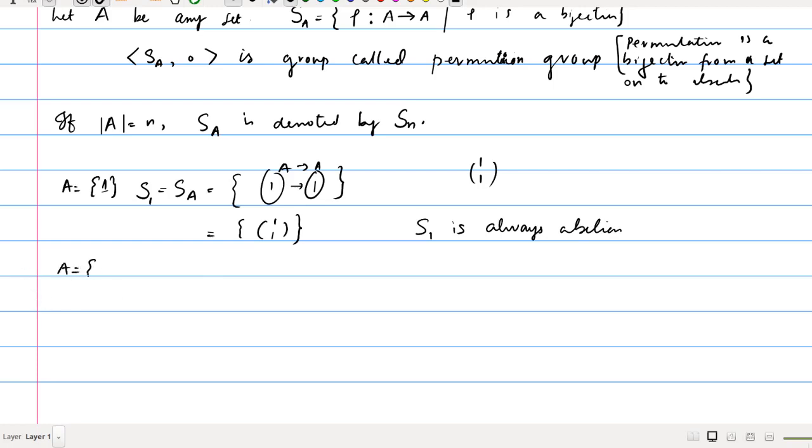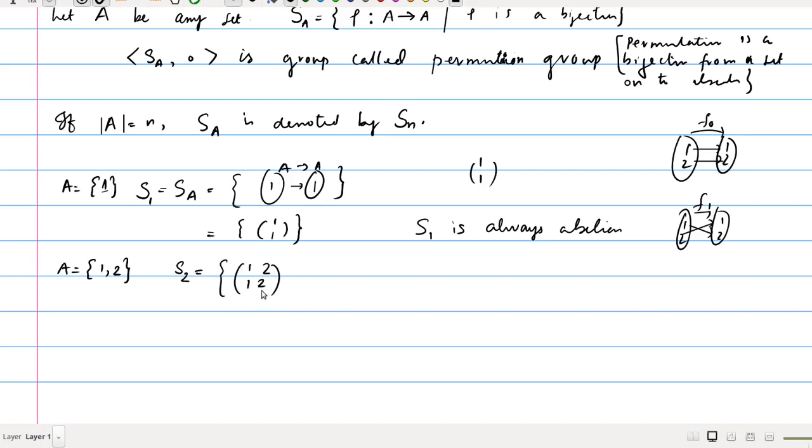If A has two elements, then there are 2 factorial one-to-one onto functions, and the group is denoted by S2. How will you write those functions? The trivial function is the identity function, denoted by F0, with 1, 2 in the first row and 1, 2 in the second row. Then 1 is mapped into 2 and 2 is mapped into 1, and this is our F1, denoted by 1, 2 over 2, 1. So it consists of 2 elements.